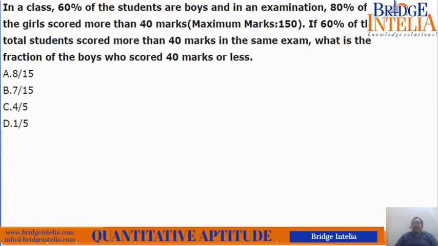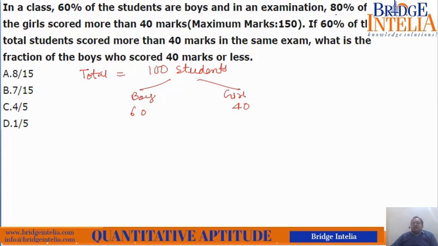How many students are there? It is not mentioned, and this is a question related to percentage. So take some dummy value which is convenient. Assume the number of students to be 100. These 100 students have to be divided into boys and girls. 60% of the students are boys, so out of these 100, 60 are boys and the remaining 40 are girls.